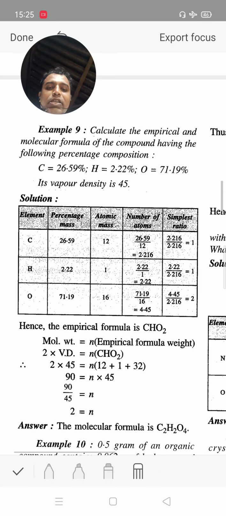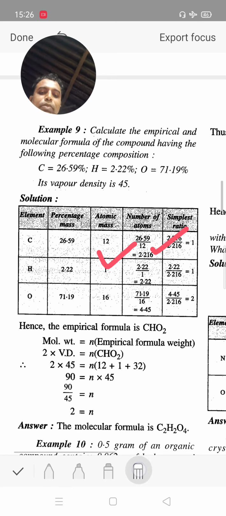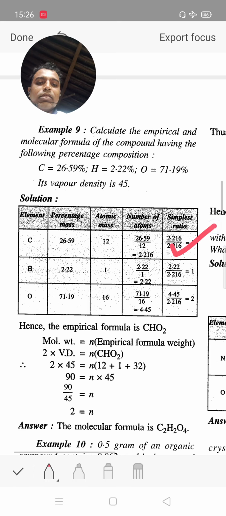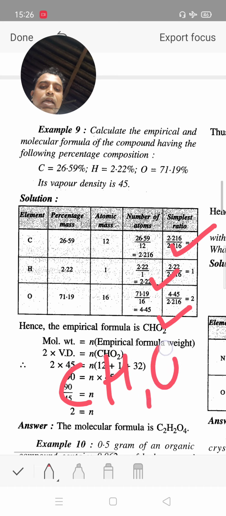Now next, the simplest ratio. The smallest value is 2.21, which is exactly 2.22. Then 2.22 upon 2.22, 2.22 upon 2.22 and 4.45 upon 2.22. Then the simplest ratio: carbon is equal to 1, hydrogen equal to 1 and oxygen is equal to 2. Then our empirical formula is carbon 1, hydrogen 1 and oxygen 2.